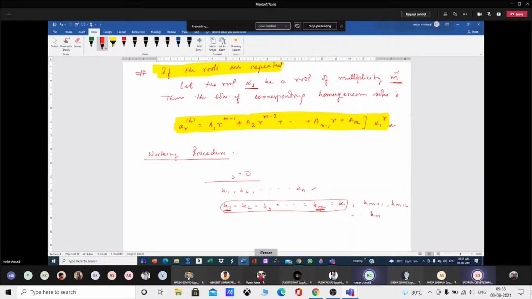Yes, sir. So next is the working procedure. Write down this working procedure: how to obtain the characteristic equation.